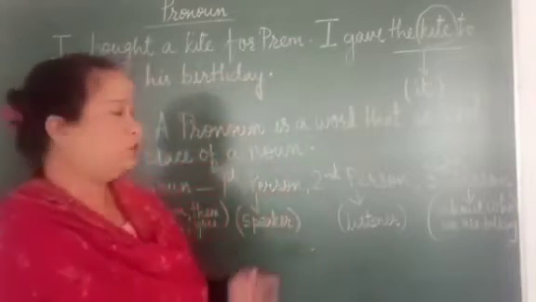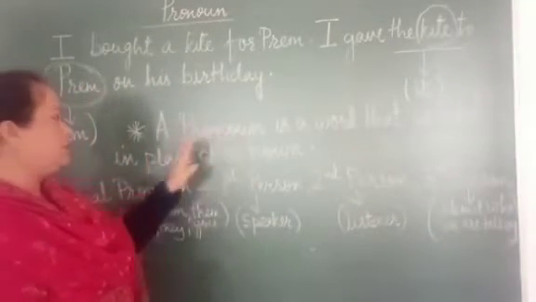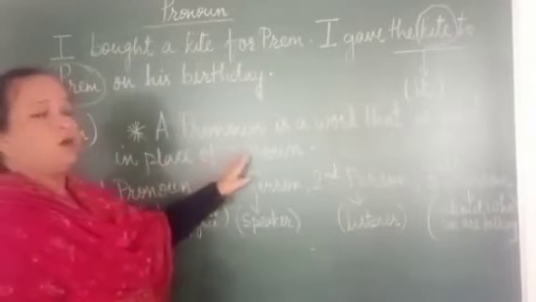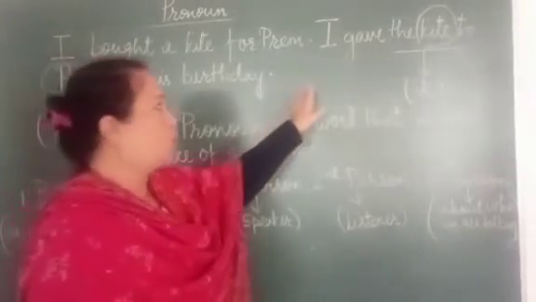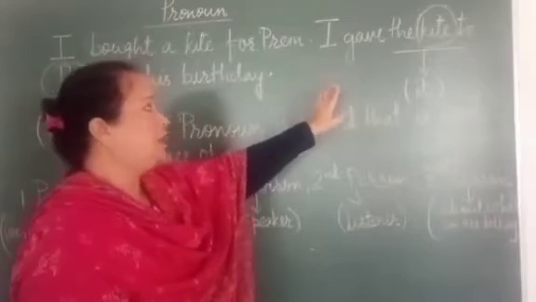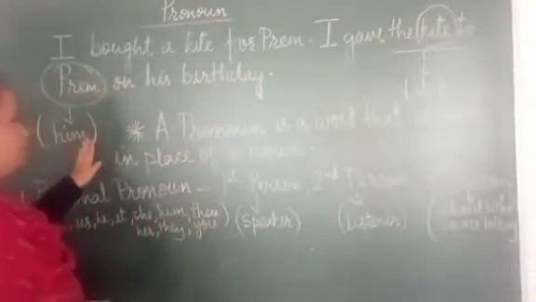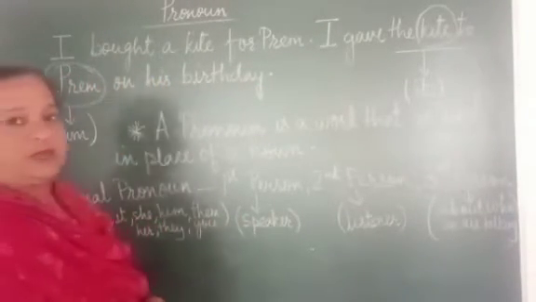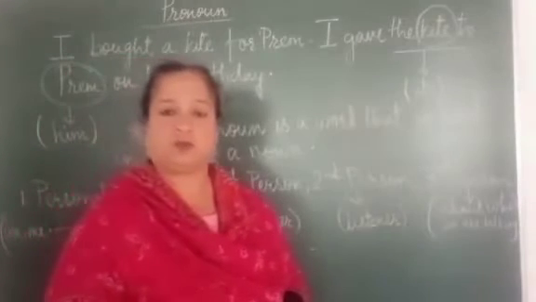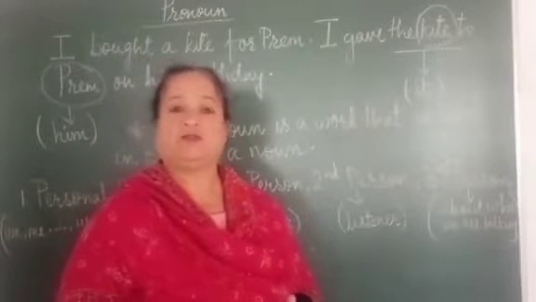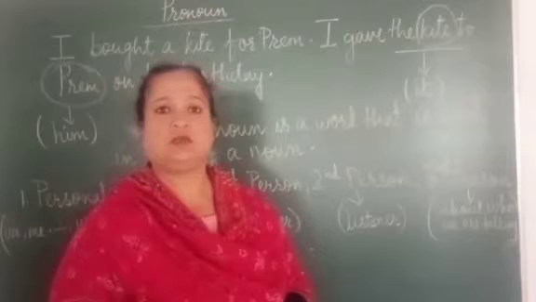Now those words that took the place of the noun are known as pronouns. So what is a pronoun? A pronoun is a word that is used in place of a noun. So what were the two pronouns that I used? It and him. Now, let us start by explaining the different kinds of pronouns that we have. The first one is known as personal pronoun.